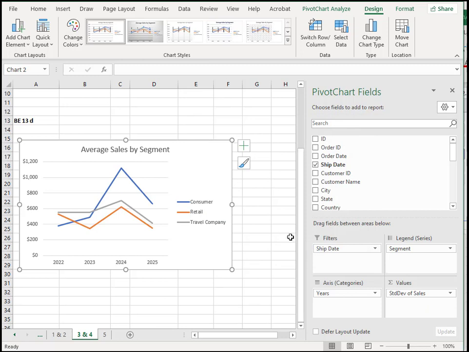Now I'm seeing that there's a lot more variation in the level of sales for consumer products than they were for the other two products. So that was kind of my point.